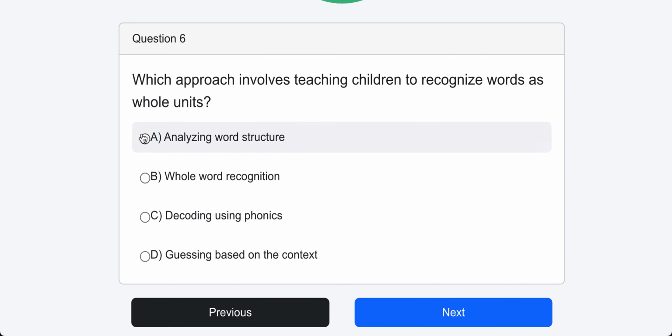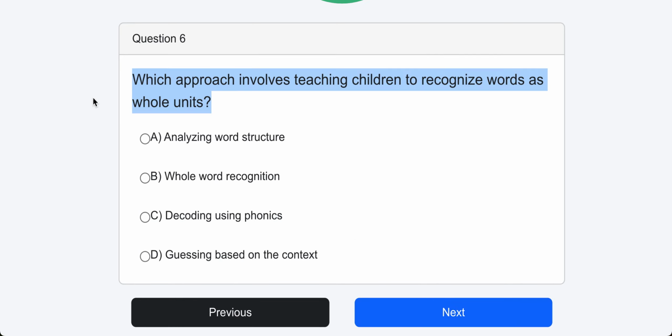Here we go. Moving on to question 6. This one reads, which approach involves teaching children to recognize words as whole units?